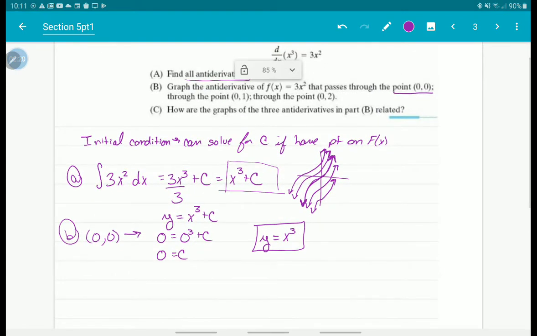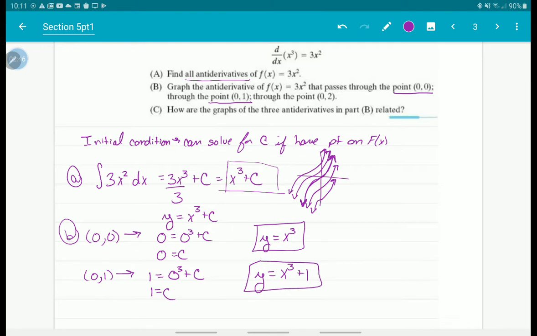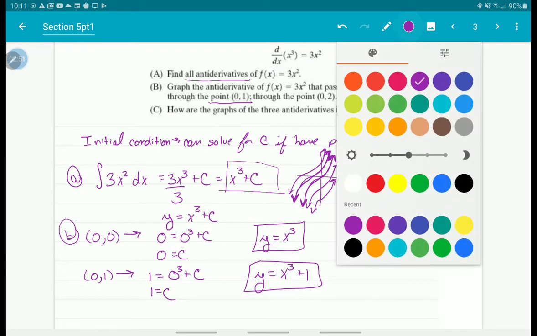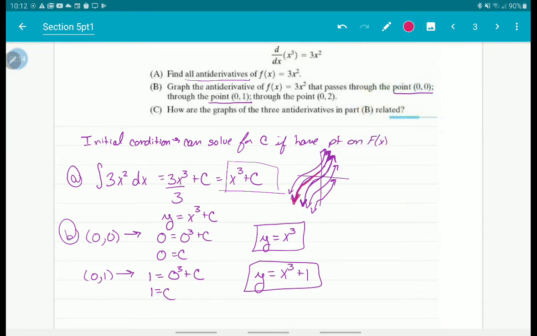But if we were to change the point to go through 0, 1, now we're going to have a different c value, substituting into this function here. Y is 1, x is 0, and we're going to get 1 as c. So now our function is y equals x cubed plus 1. That would be the function that is shifted up 1 unit. You can do that in a different color, which would be that guy.